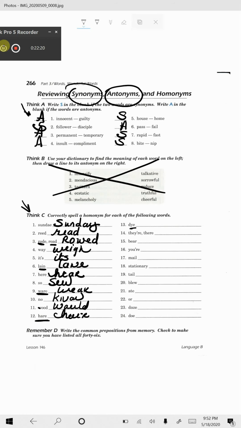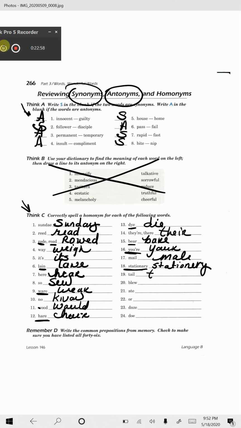Dye, like dye clothing, and dye, croak. There, and there, the possessive. Bear, if the bear lost all its hair, it would be bare. Your, this means you are, and then this would be the possessive. Male and male. Stationary, okay, this means to be still, not moving. But there's another stationary with an ERY that means paper that you write a letter on.